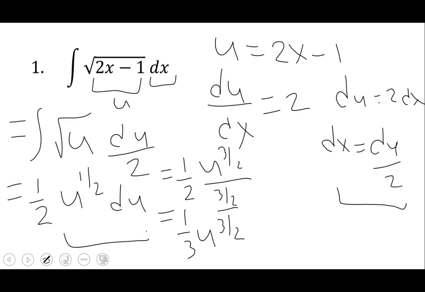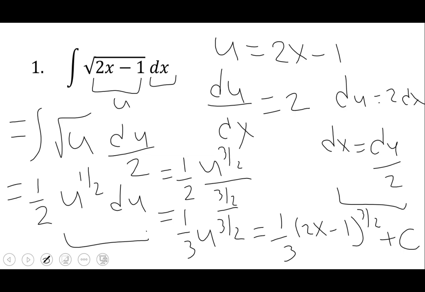After you have done all the integration and after you have done all the substituting and simplification, you're now going to give your final answer by going back and rewriting it in terms of x. So your final answer to this problem is 1/3. You're going to take the u, change it back to what it originally was, 2x minus 1 to the 3/2, and then in the end, don't forget to write the plus c. So your final answer for the integration of the square root of 2x minus 1 dx is 1/3 times 2x minus 1 to the 3/2 plus c.